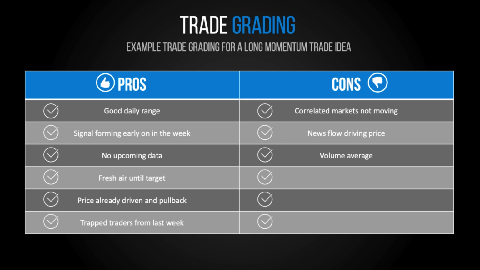So there could be the cons, and there could be things where you say, well, actually, you know what, this is not a grade A trade. This is kind of a grade B trade, and I like to use A to D, if you like, or A to C.